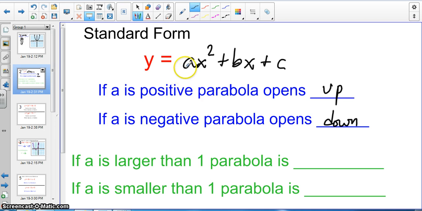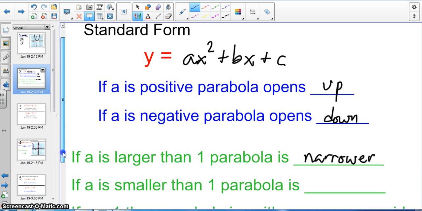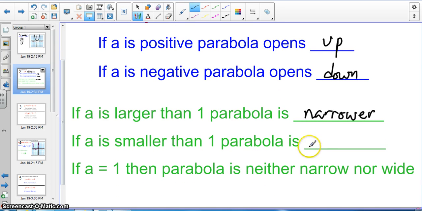Also, if a, we don't look at the sign, but if it is larger than 1, then our parabola is narrower. So it's going to shrink. It's going to be closer to the y-axis. Okay? Then if it is smaller than 1, it'll be wider, so it stretches out. And then if it is 1, it'll just be the same. Okay, it's neither wide nor narrow.